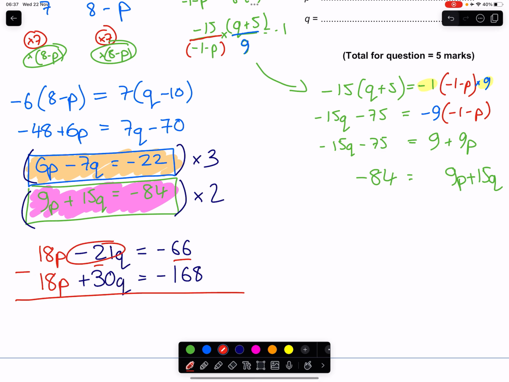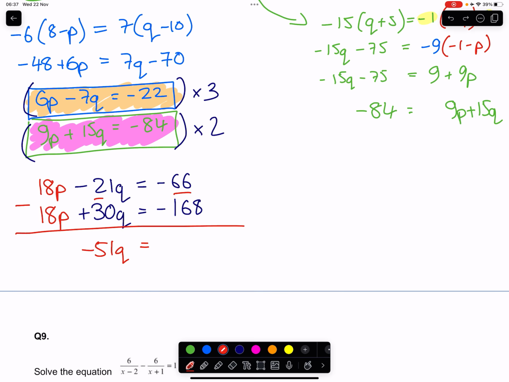I have a minus 21, minus 30, that's going to give me a minus 51q. And on the right hand side I have a minus 66, take away 168, which is going to give me a minus 234. No, it's not, because it's a minus minus. Take away, you're going to end up adding. It's not minus 234. It's going to be minus 66 plus 168, which is going to give me 102. There we go.